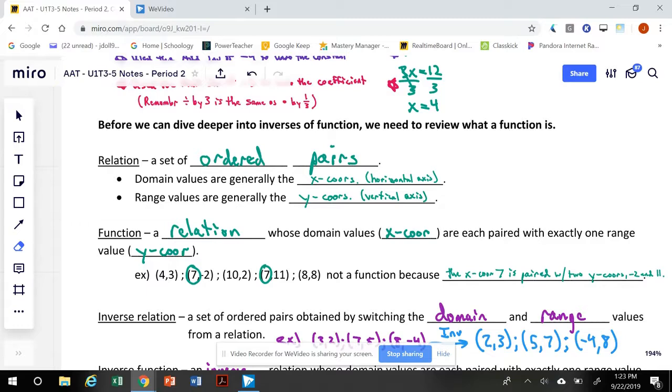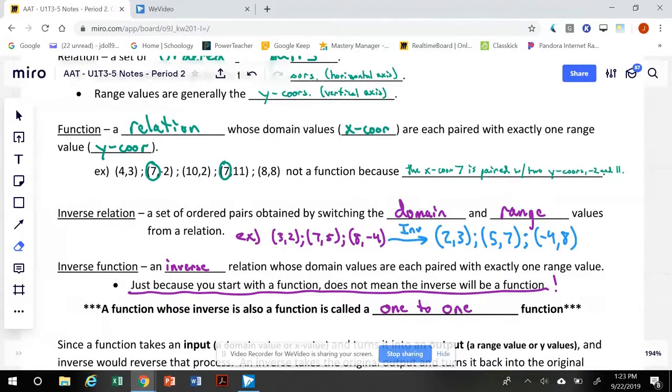Now, a function is a specialized relation. I use the analogy that you have the regular members of the Navy, anyone who's on a ship, anyone who enlists is in the Navy, but then you have the specially trained Navy personnel. Those are the Navy SEALs, right? So a function is a Navy SEAL. If the relation is just everyone in the Navy, the functions are the specially trained ones, and those are trained so that they will never have an x-coordinate paired with more than one y-coordinate. If we look below here, this is an example of a relation that is not a function because you can see 7, a domain value, is paired with 2 range values, 2 y-coordinates, -2 and 11.